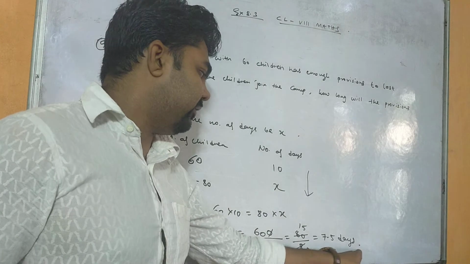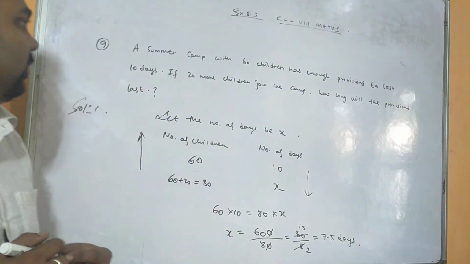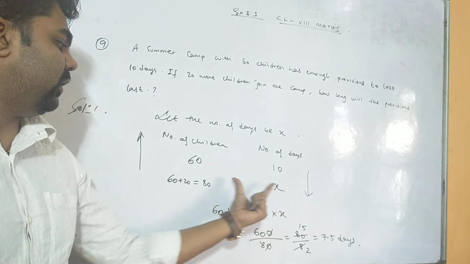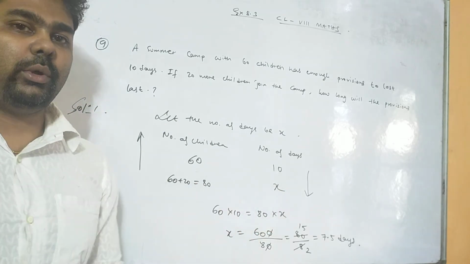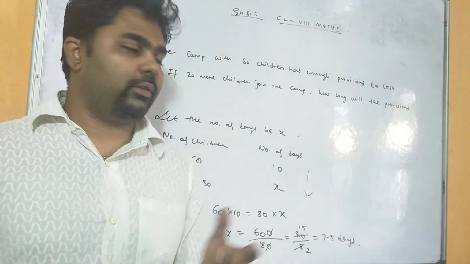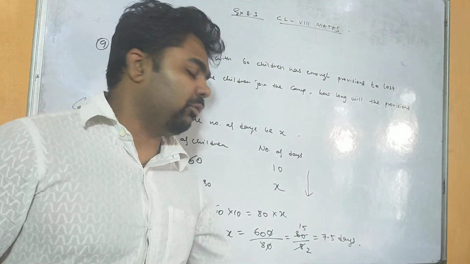On calculation we get 7.5. So this is our required answer. So for 80 children, the provisions will last for 7.5 days. Initially it was 60, now after 20 joined, for 80 students, the provisions will last for 7.5 days.